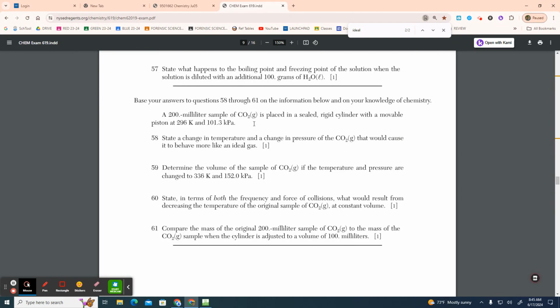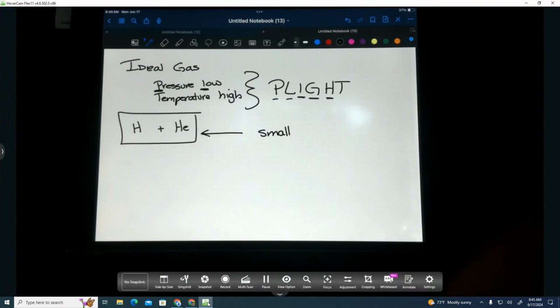One more thing for ideal gases. There are two gases on the periodic table that behave like ideal gases. They are hydrogen and helium, because they are small. Small gases will also behave like an ideal gas. They will behave like an ideal gas because they're so small that they can fit through very small spaces.